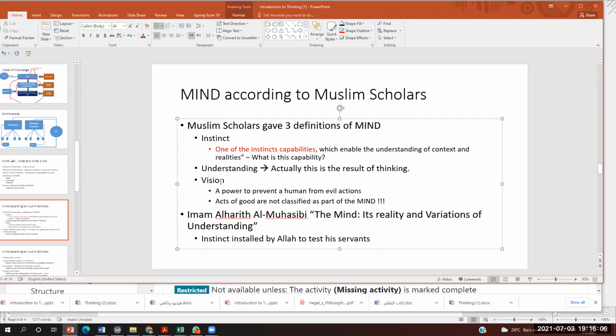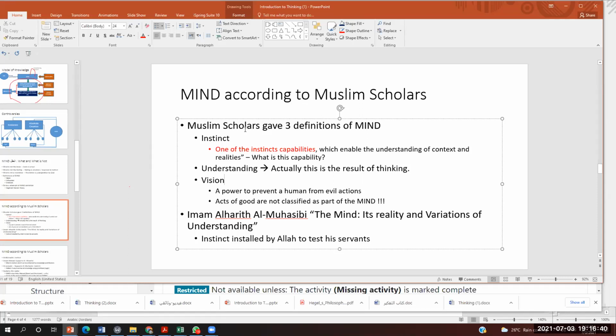And the third category, they said it's a vision. It's a vision, something that comes within your body. You are able to see things which you could not see before. It's a power, a power to prevent a human from evil actions. So this vision degenerates into a power that makes you stay away from bad actions. And they derive this from the linguistic meaning of aql.